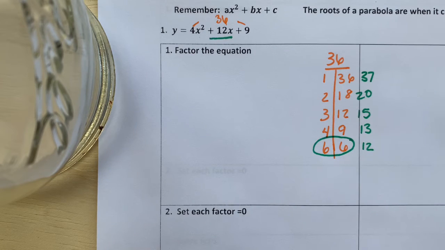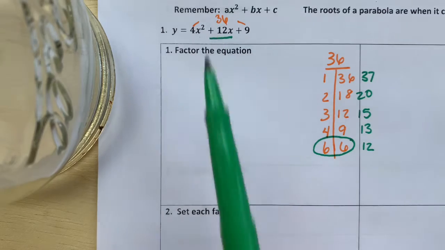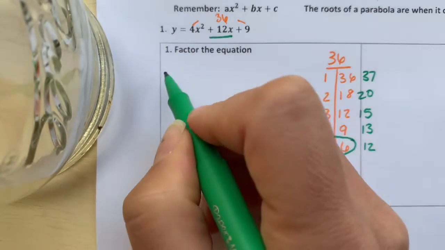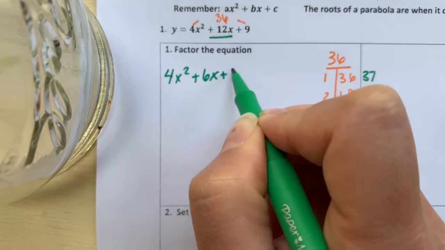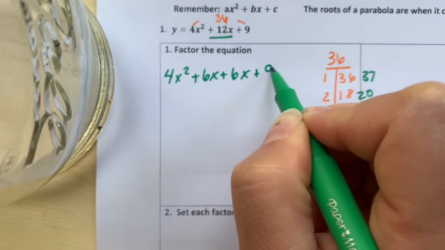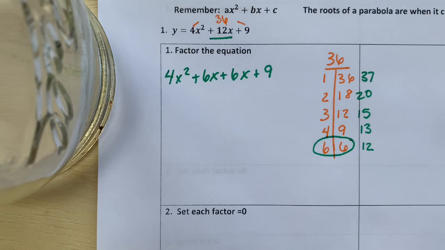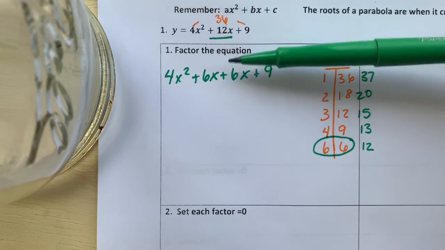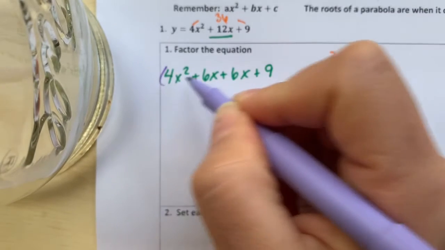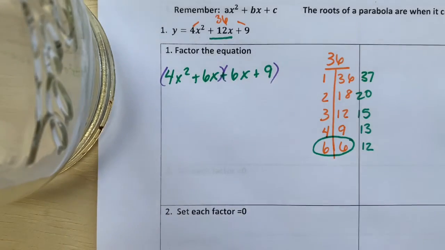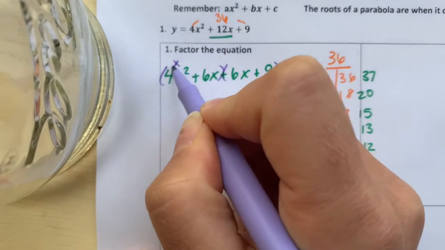6 plus 6. So I'm going to replace this 12 with 6 plus 6 so that I have 4x squared plus 6x plus 6x plus 9. All I've done is replace this 12x with 6x plus 6x to make it easy for us. Now it looks like something that we can factor by grouping. So we're going to put parentheses around this, and I'm going to put my x's above.